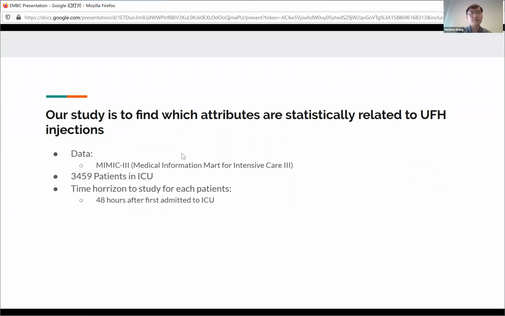The data we use is the MIMIC3 database, which is a very popular database, and we studied 3,459 patients in ICU. And for each patient, we studied 40 hours after they were first admitted to the ICU.